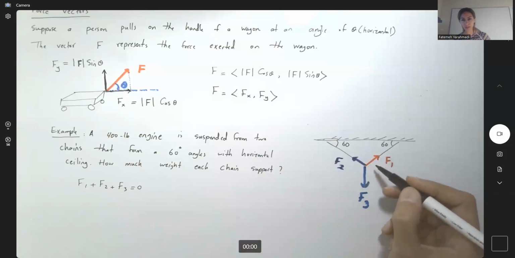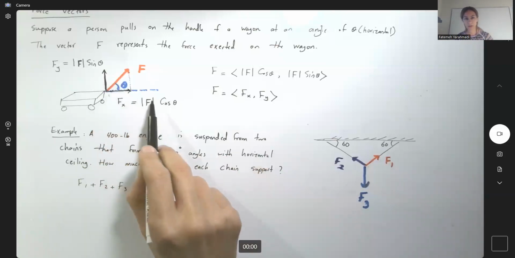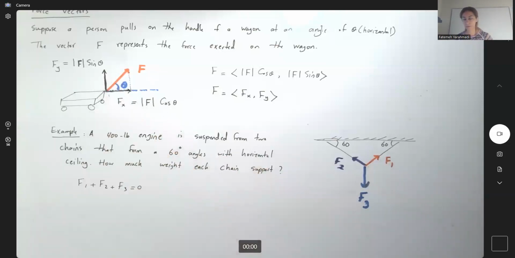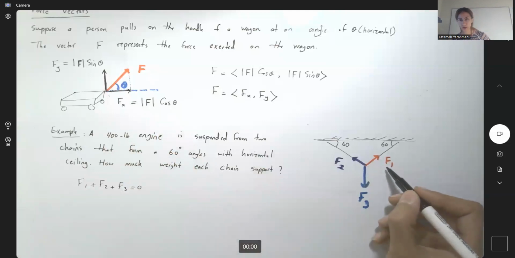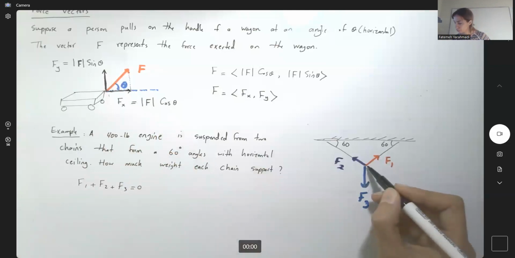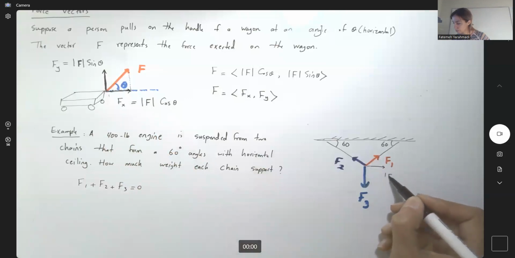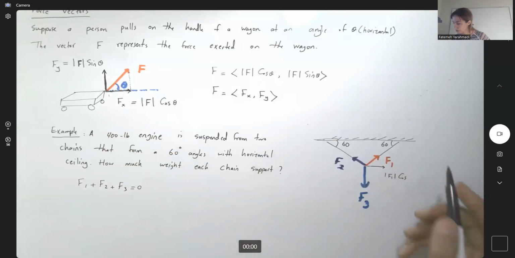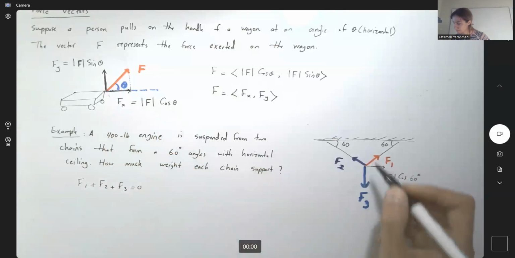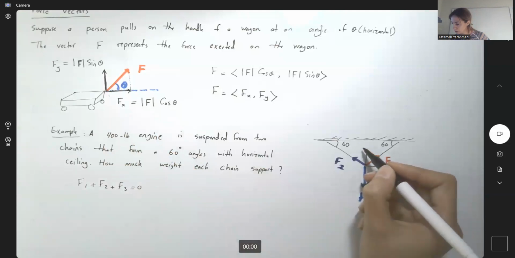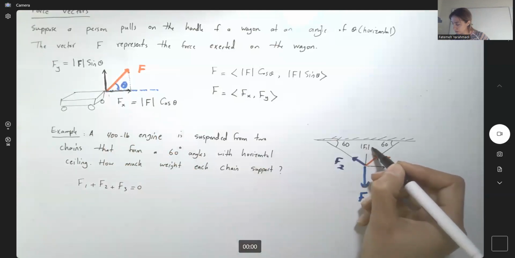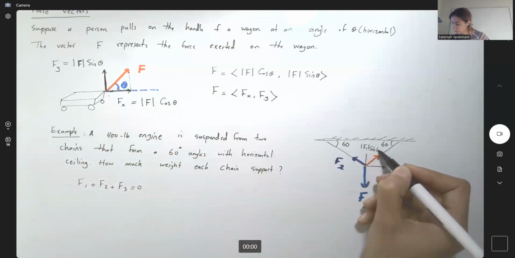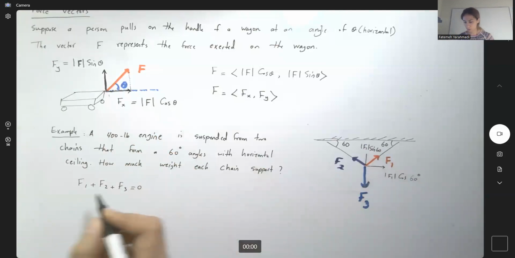For any force, remember that we have the horizontal and vertical components. We need to find each one of these separately. So for F1, we need to find the magnitude of F1 times cosine of theta, which is 60 degrees. Then for the vertical part, you have the magnitude of F1 times sine of 60 degrees. So this is for F1.